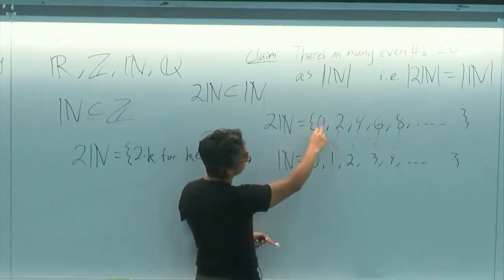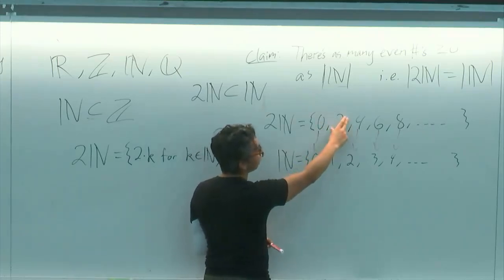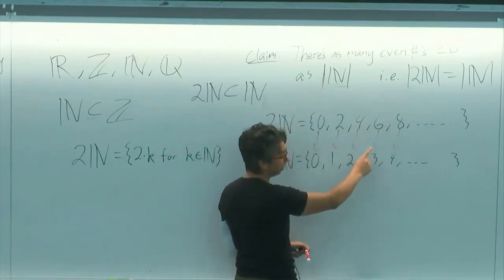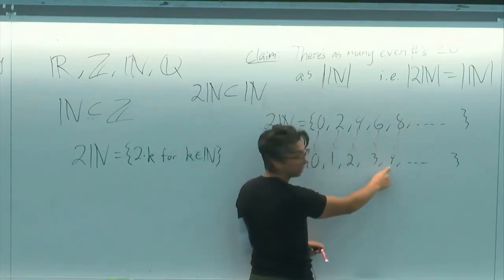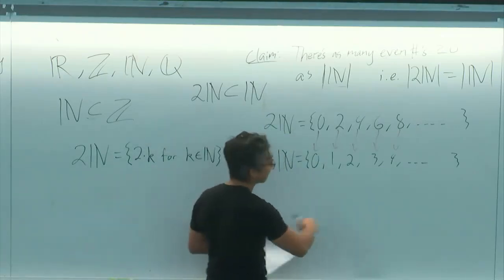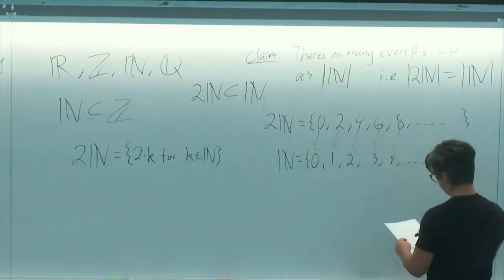We can just say 0 maps to 0, 2 divided by 2 gives you 1, 4 divided by 2 gives you 2, 6 divided by 2 gives you 3, and 8 divided by 2 is 4. So what we have here, let's actually write out what the bijection is.